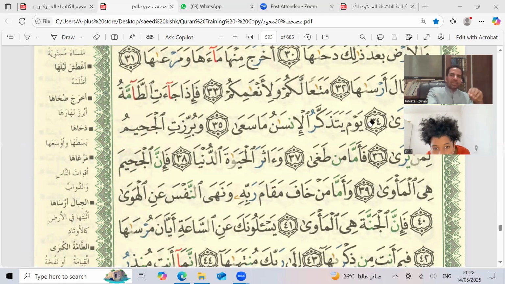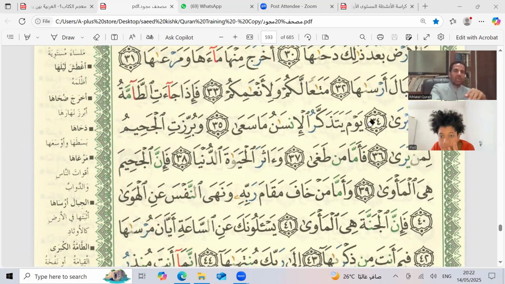How does Allah discuss Al-Tammat al-Kubra? The human will remember everything he has done in this dunya, and Allah will judge them with heaven or hell. Exactly. What does Al-Tammat al-Kubra mean? It means the Day of Judgment. Allah says the man will remember everything, and he will be either in Jahim or in Jannah.